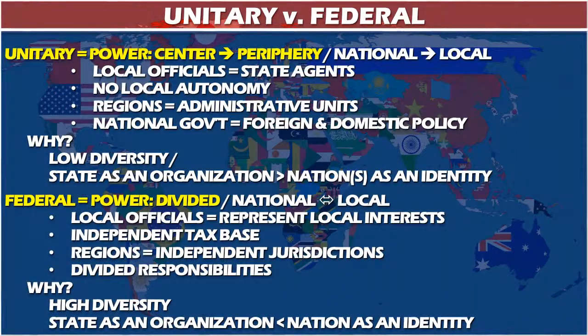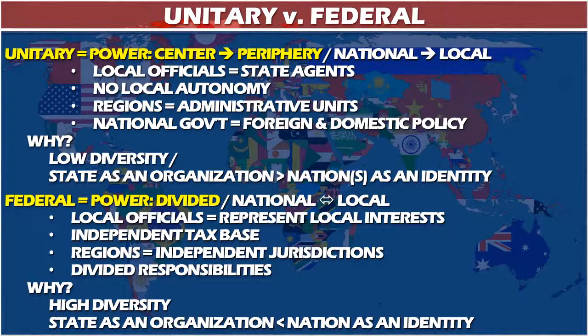Now, once again, in the unitary system, as I said before, the power goes from the center or the national level to the periphery or the local levels. Local officials are agents of the state. They're appointed by the state. They're usually bureaucrats. They're not elected by the localities. There might not be any local autonomy, which means they don't get to choose or differentiate their policy.